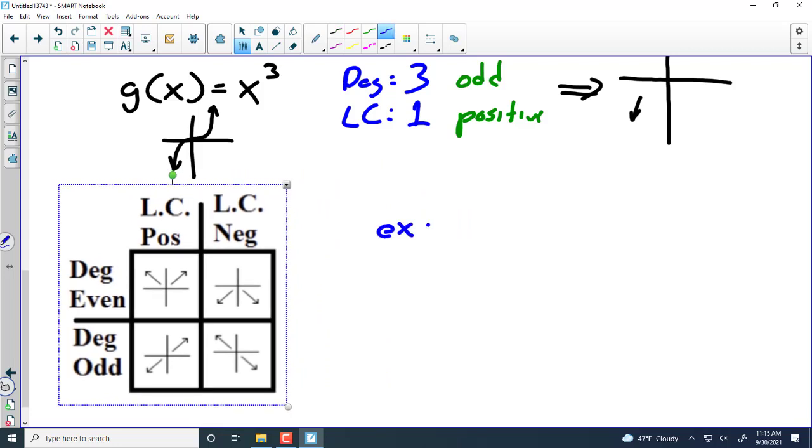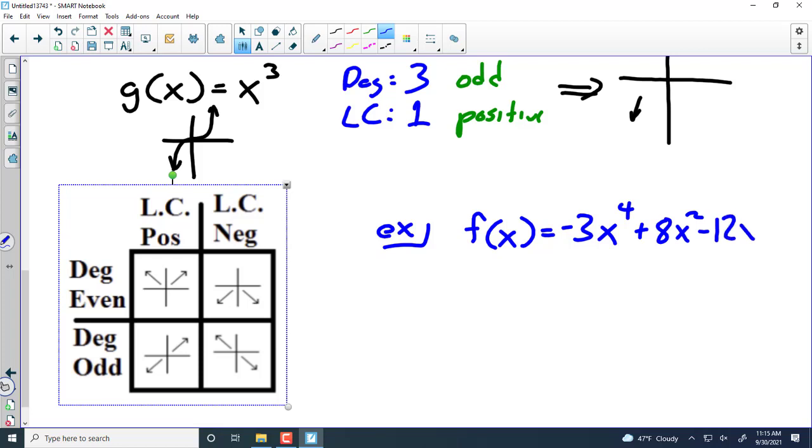So, if someone gave me a polynomial like this, f of x equals negative 3x to the 4th plus 8x squared minus 12x plus 11, I don't know off the top of my head what the x-intercepts are because this is not factored. Nor do I feel like factoring this right now.